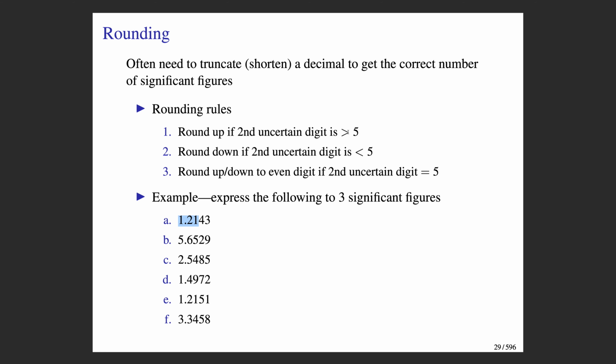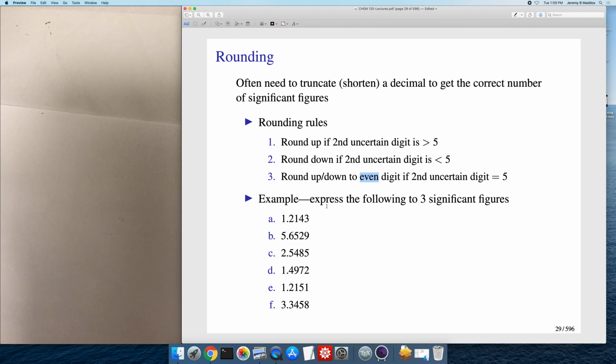If the second uncertain digit is greater than 5, then you round up. If the second uncertain digit is less than 5, then you round down. And then here's the more complicated one. If the second uncertain digit is 5, then you round up if you're rounding to an even digit, or you round down if that's how you get the even digit. And I'll show you what I mean in these examples. So let's do these examples here.